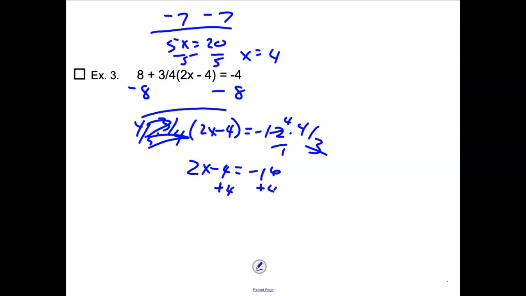Add 4. Divided by 2. So we should get x is negative 6. Hopefully you got that. You ran through a check. You felt good about yourself there. If not, no big deal. We got time. We're just refreshing you now. We'll get it figured out.